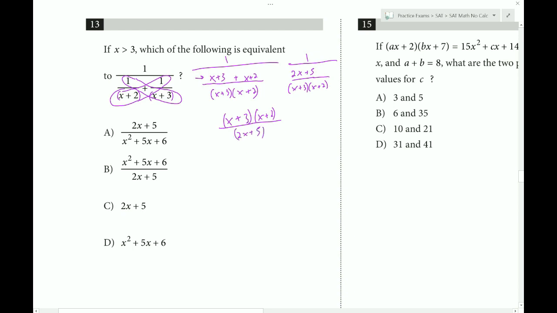And now I just have to FOIL out the numerator. So that gives me x squared plus 3x plus 2x plus 6 over 2x plus 5. And then just combine the two middle terms here. So I get x squared plus 5x plus 6 over 2x plus 5. Answer choice B.